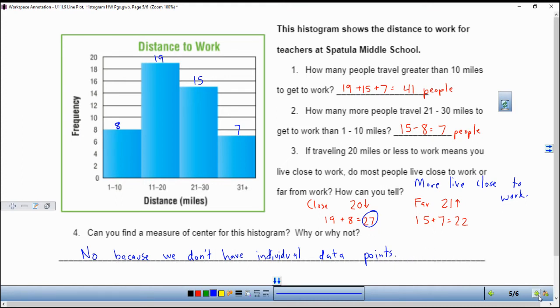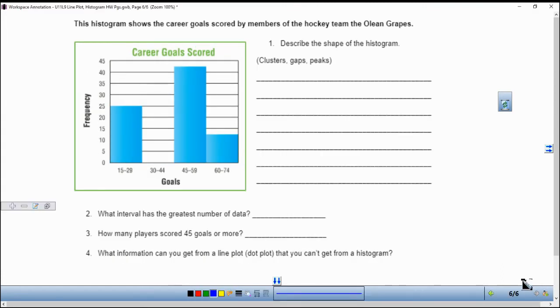All right, last one here. We have a histogram showing the career goals scored by members of the hockey team, the Olean Grapes. What a name that is, the Olean Grapes. Okay, describe the shape of the histogram.